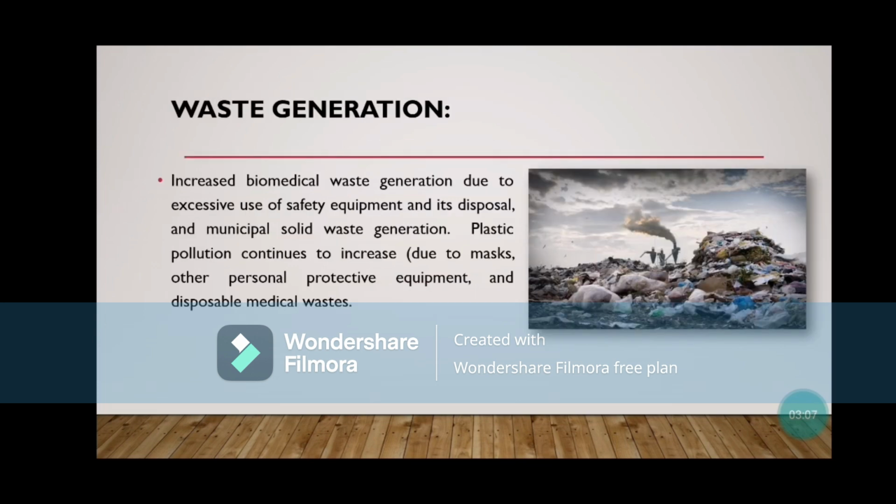Waste generation. Let's have a look at this picture. There is waste everywhere. Increased biomedical waste generation due to excessive use of safety equipment and its disposal, and municipal solid waste generation. Plastic pollution continues to increase because people started wearing masks which were made of plastic, other personal protective equipment, and disposable medical waste. So, waste started increasing all over the world.